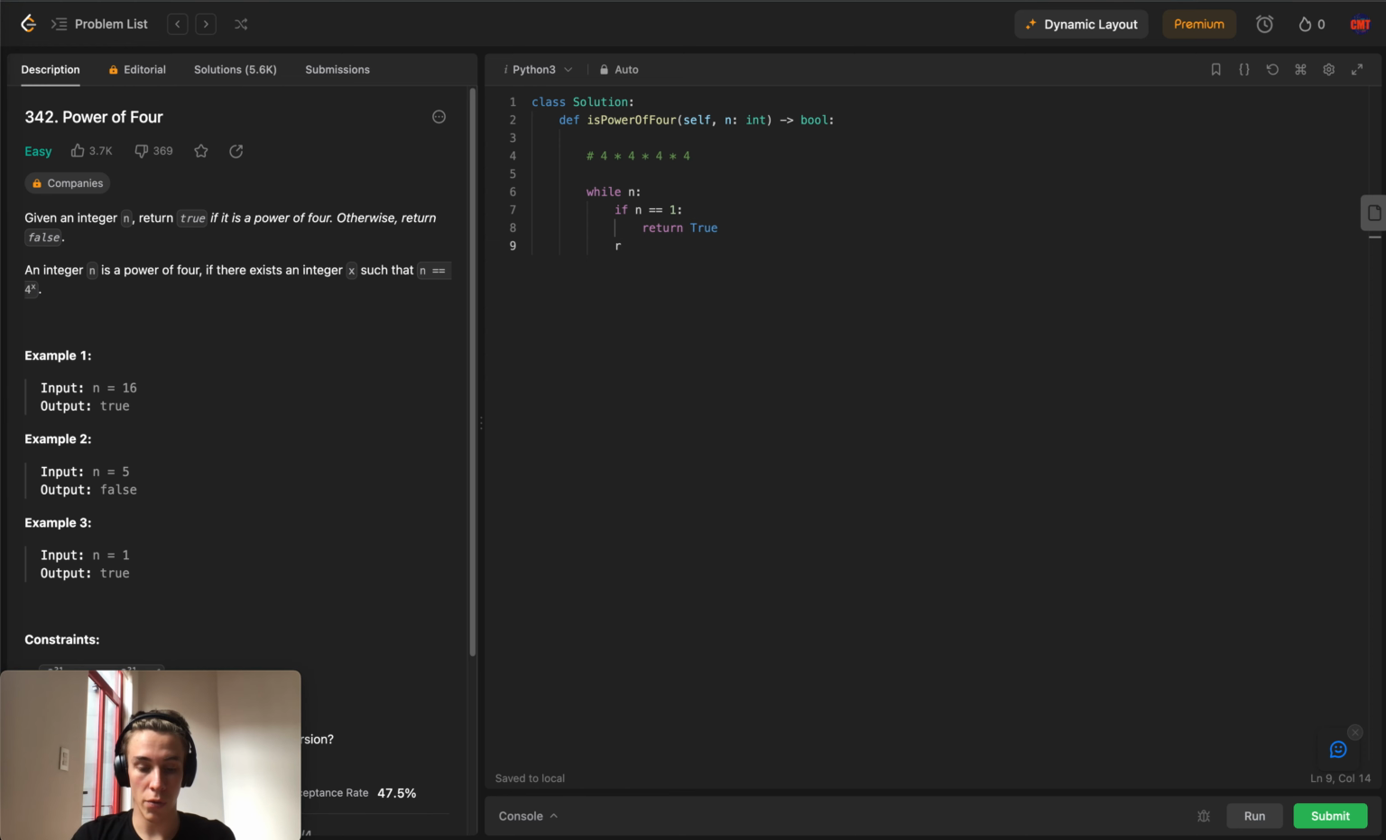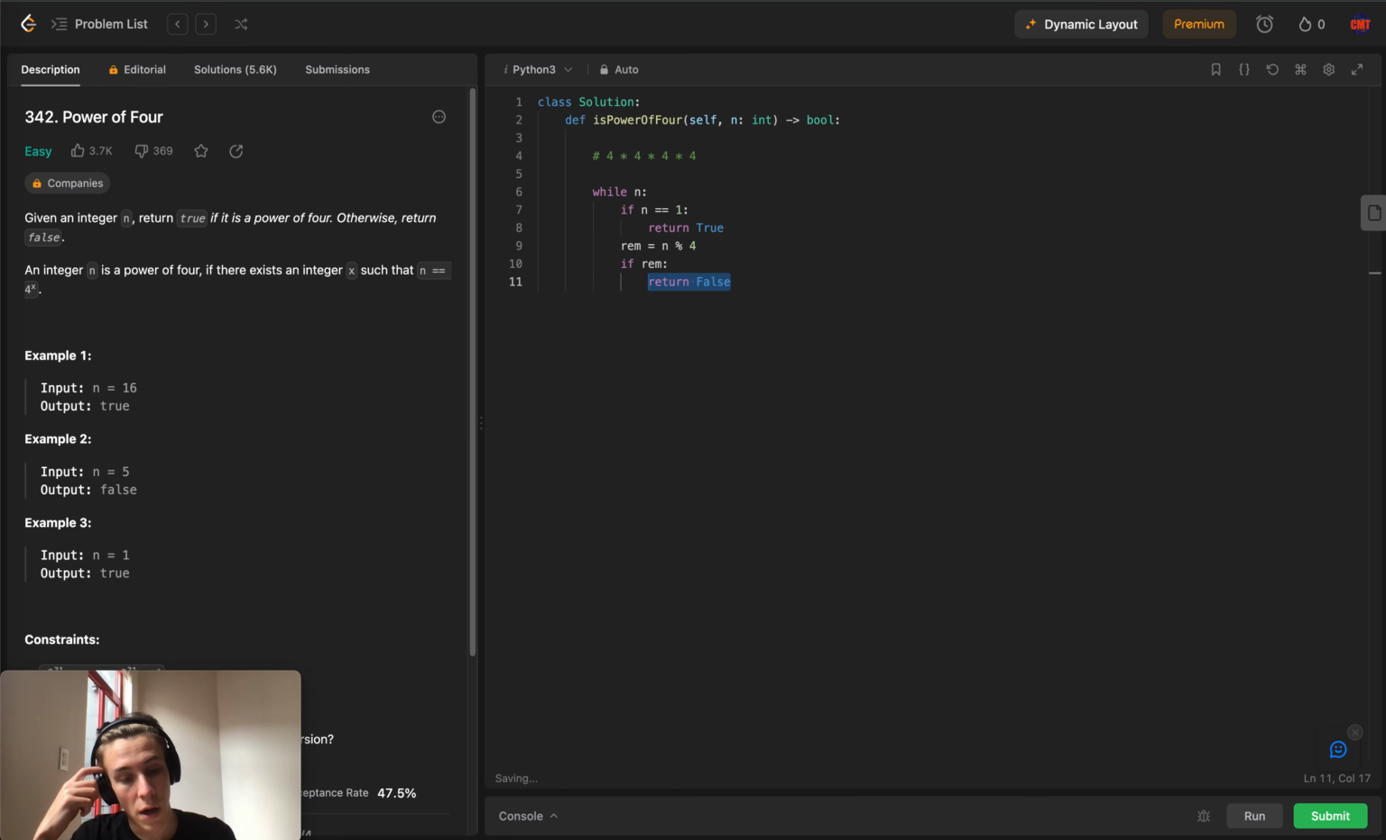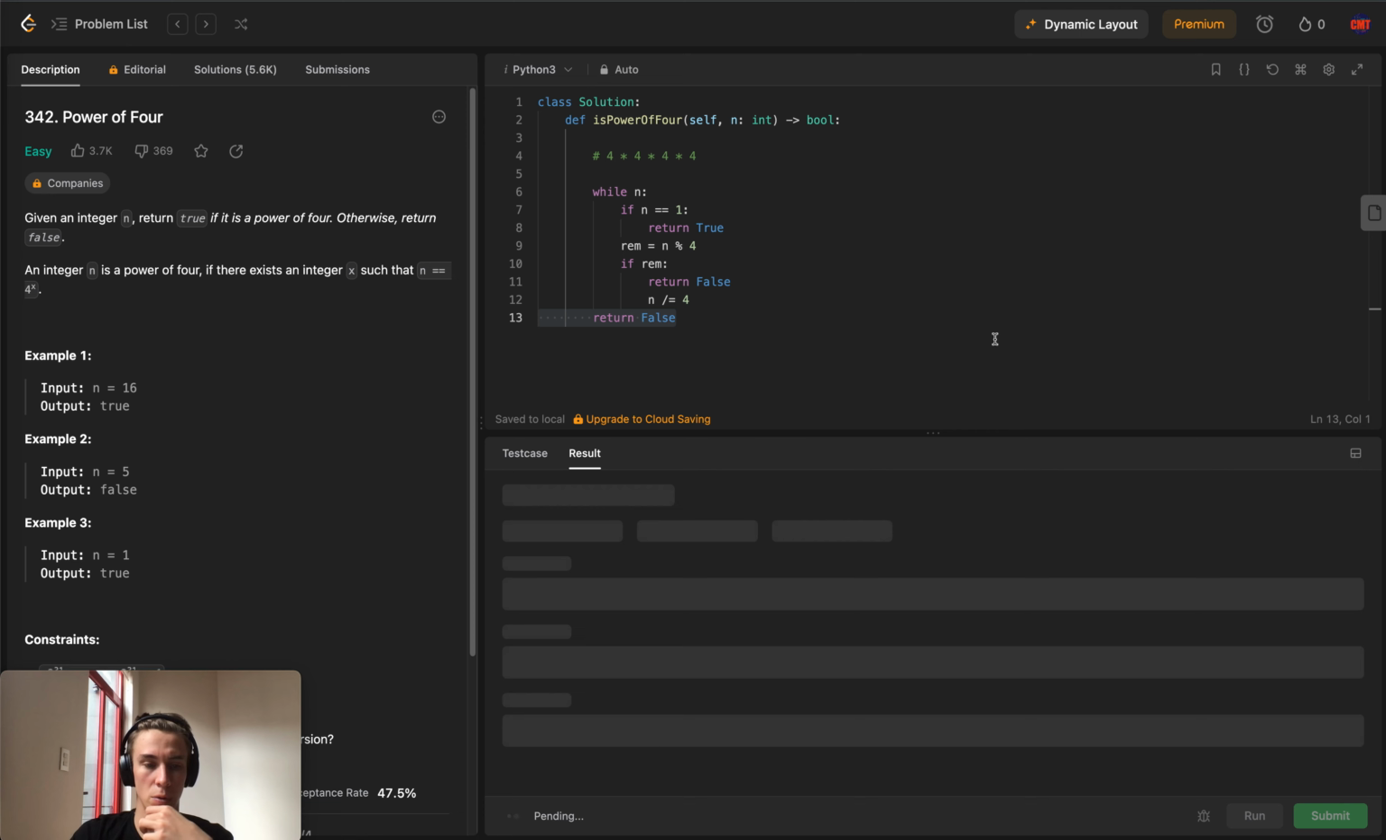Else, let's have the remainder equal to n modulo 4. If there is some sort of remainder, return false. Why? Because each time we divide our input value by 4, we should not get any remainders. And finally, n is equal to n divided by 4. Let's return false here, although I'm pretty sure we're never going to reach that. Let's see if this works.